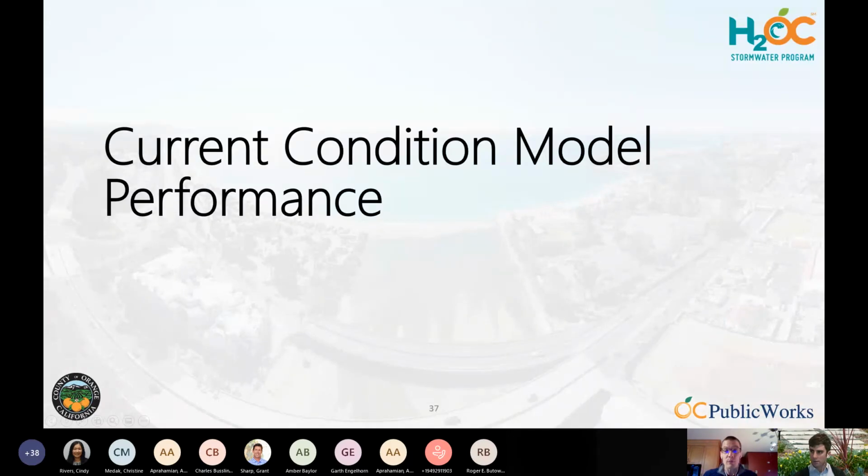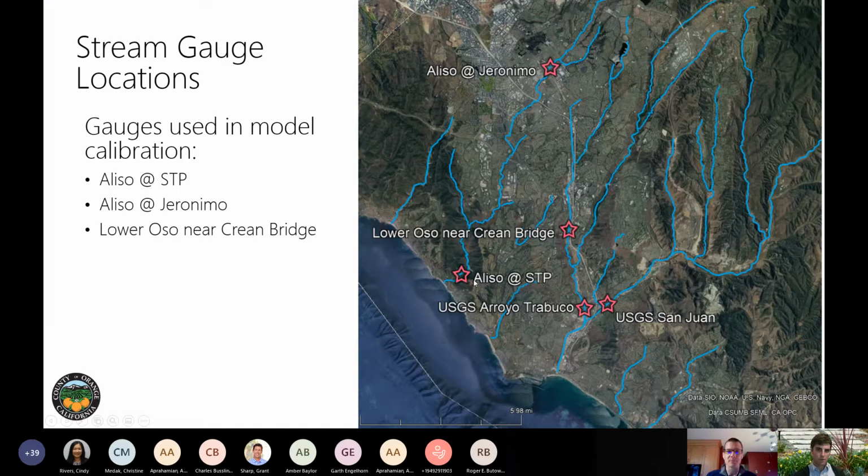All right. So to the model performance under existing conditions. We'll do this first, and then scenarios come after this. We are focusing on gauge locations when we are comparing model output to data, and the gauge locations are in these specific locations. We are only focusing on Lower Oso near Greenbridge, Aliso at Geronimo, and Aliso at STP, with Aliso at STP being the most important.